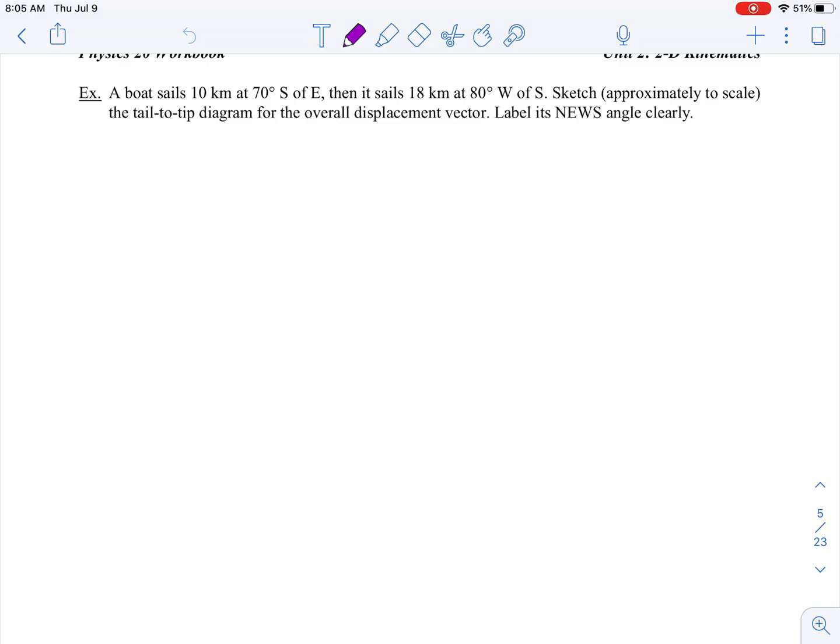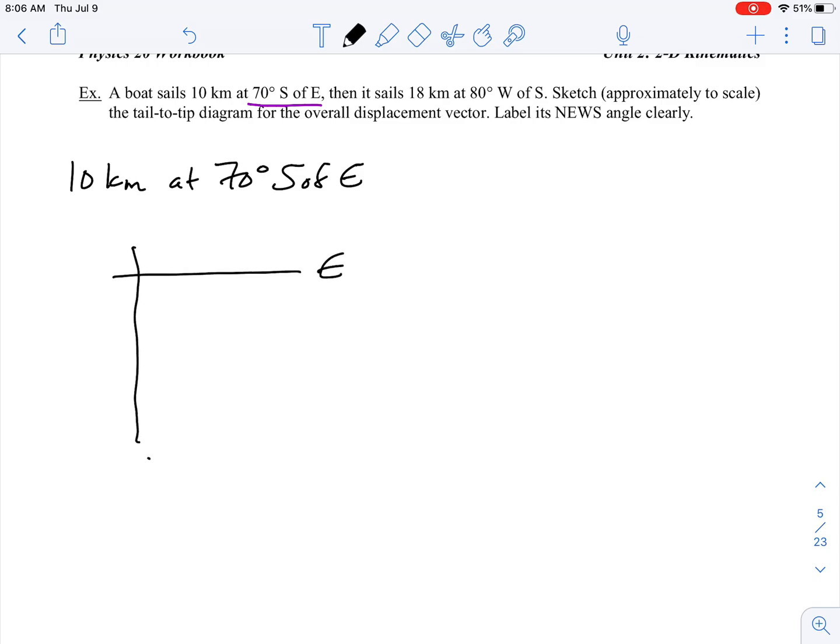Okay, and we're going to start this question off by just drawing these two vectors. Good skill. First one we have is 10 kilometers at 70 degrees south of east. So let me write that out here. So we have 10 kilometers at 70 degrees south of east. So if we draw our vector, or our northeast, southwest, the ones that really matter here are east and south. So I'm going to emphasize those two.